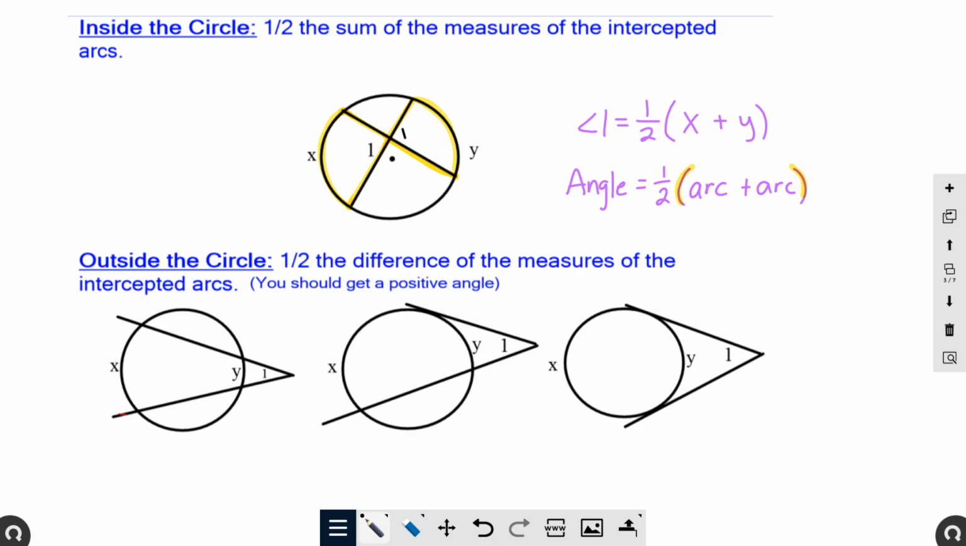This next one says if you have an angle outside the circle, then that angle is half the difference. What does it mean by difference? Subtraction. So your angle equals 1/2 arc minus arc.